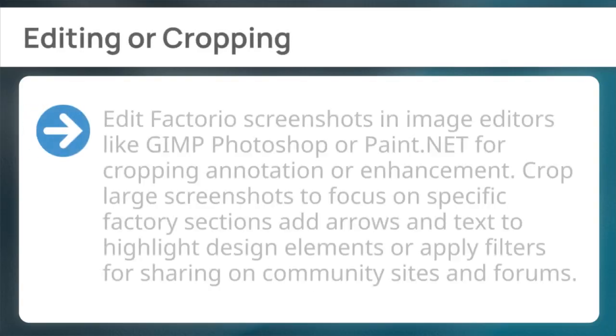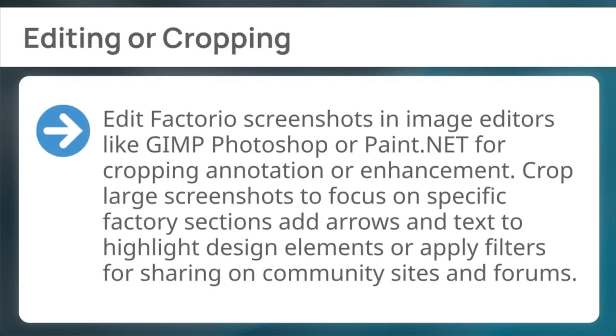Next, editing or cropping. Edit Factorio screenshots in image editors like GIMP, Photoshop, or Paint.net for cropping, annotation, or enhancement. Crop large screenshots to focus on specific factory sections. Add arrows and text to highlight design elements, or apply filters for sharing on community sites and forums.